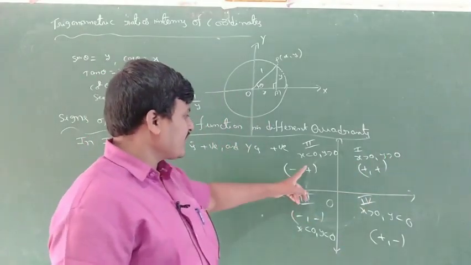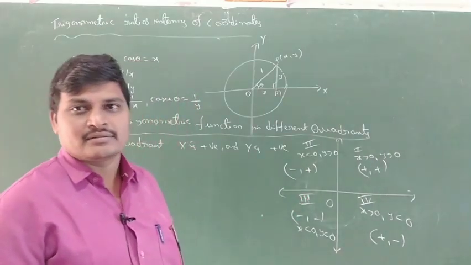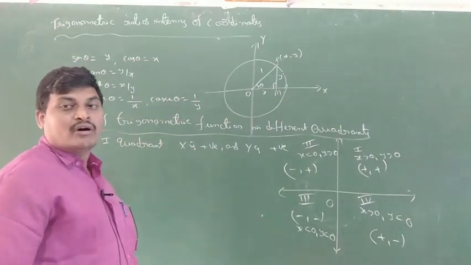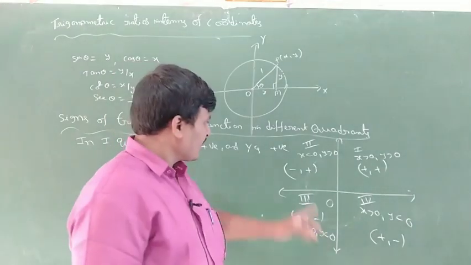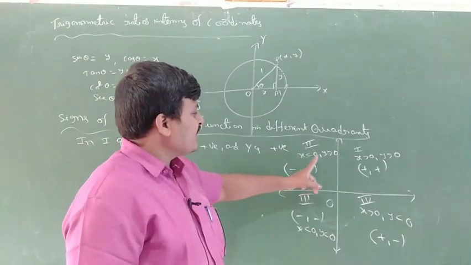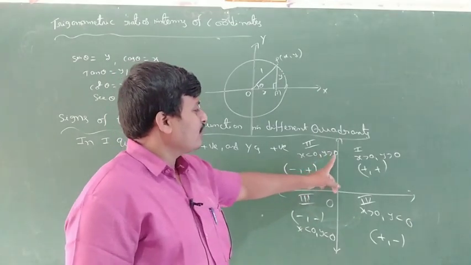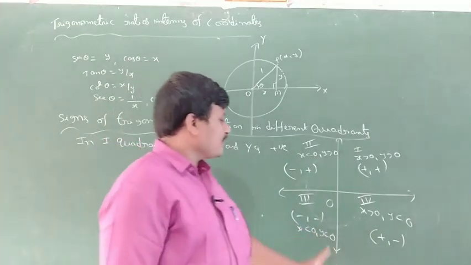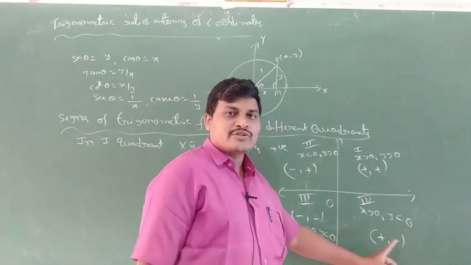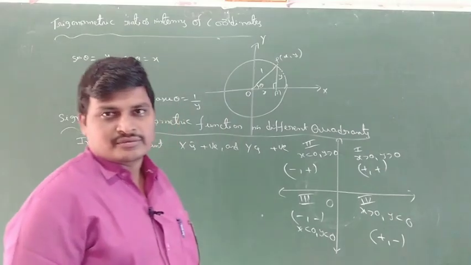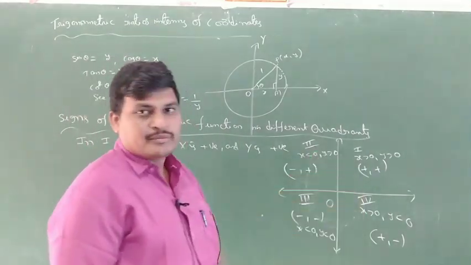In the second quadrant, x coordinate is negative and y coordinate is positive. In the third quadrant, both are negative. In the fourth quadrant, x coordinate is positive and y coordinate is negative. This is what we saw before the class.